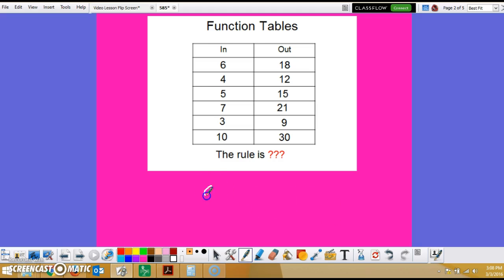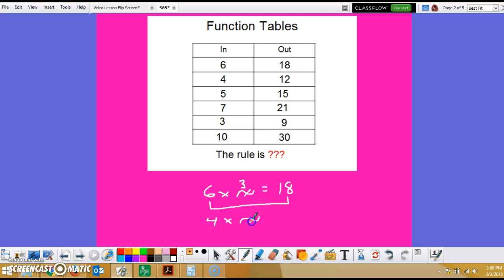Let's try it out. 6 times the variable x equals 18. Now I remember that when I'm using algebra, I take what I know, and because it's multiplication, I'm going to divide. 18 divided by 6 is 3. Does that work? 6 times 3 is 18. It works. Now try it out with your second portion of the function table.